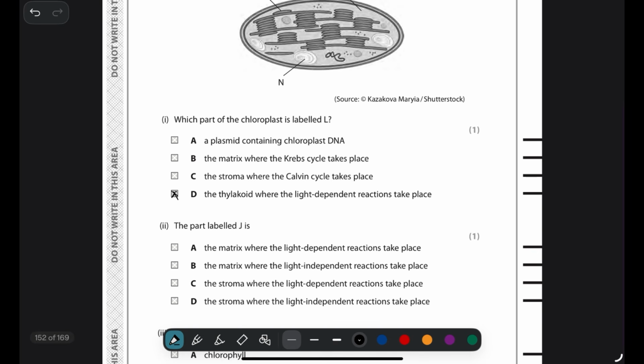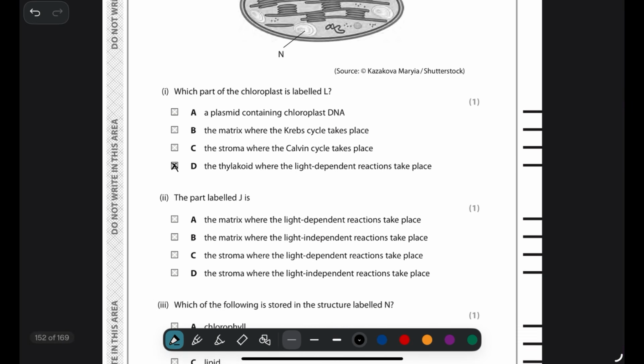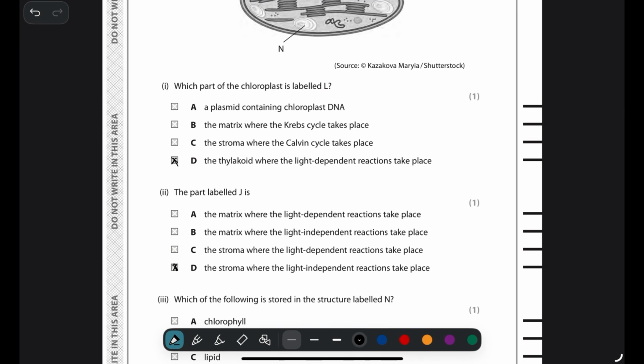J, you need to know, is your stroma. So, matrix is going to be in a mitochondria. This is a chloroplast. So, we're talking about stroma. And we know in the stroma, the light-independent reaction occurs. That's something you should know. So, we're happy with that.